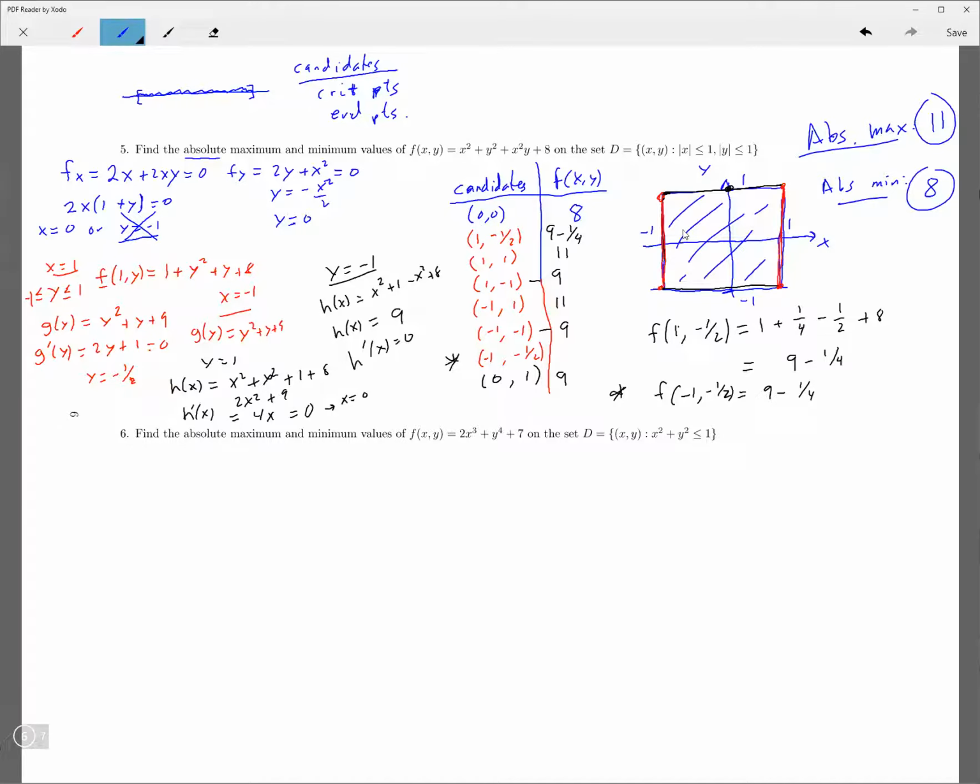If you go outside, then you're probably going to get some smaller values. I mean, larger values. I'm sorry. Okay, so that's that part there. Let's go to the second, number 6.